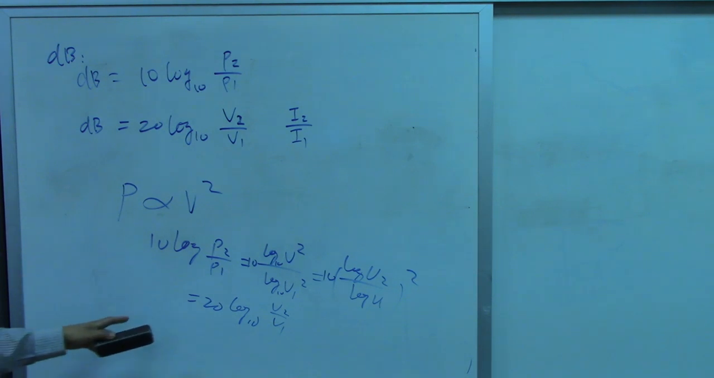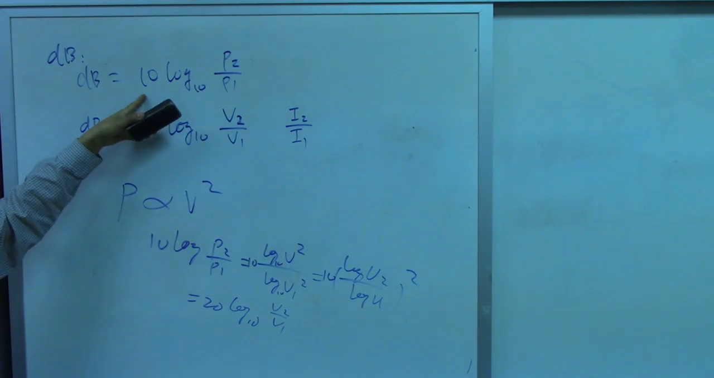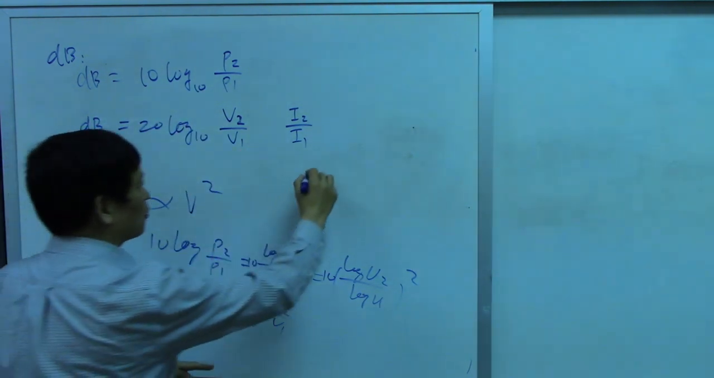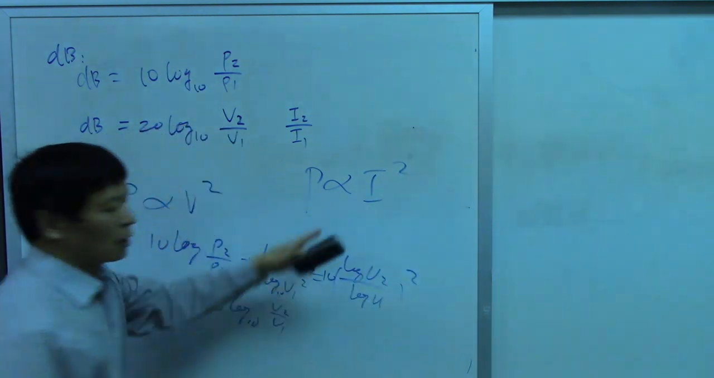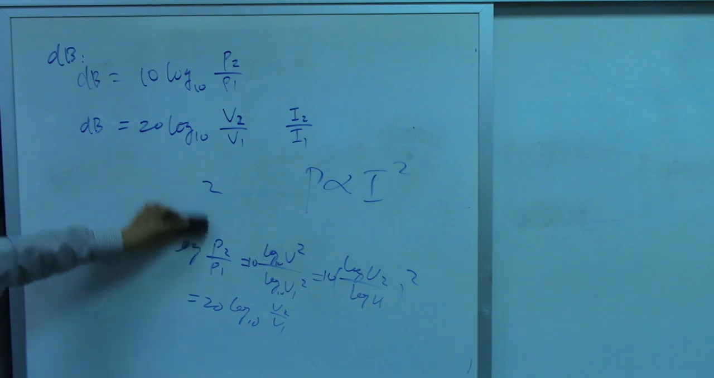So every time, if the ratio is in terms of power, multiply by 10. If it is in terms of voltage or current, the same thing applies, since power is also proportional to the current squared, so we need to multiply by 20. Keep this in mind, don't make a mistake.